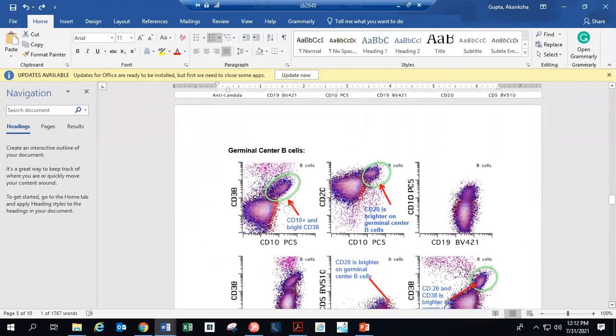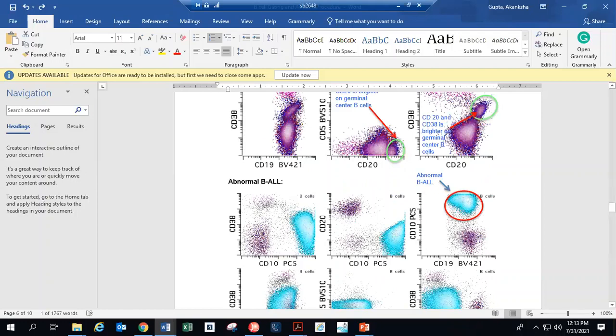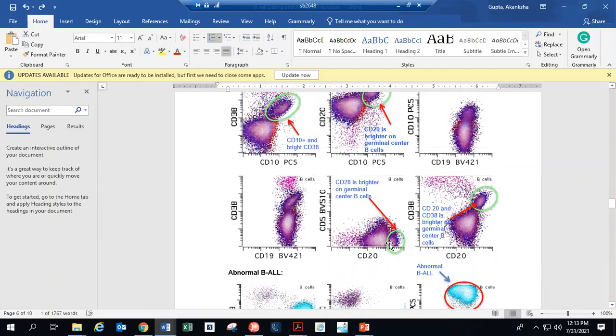Let's skip this for a second and go into the germinal center B cells. As I was saying, the germinal center B cells will also have CD10. And the CD10 bright, CD38 bright population is the germinal center. And the germinal center will have a brighter CD20. For example, if you compare from this spectrum, the germinal center will have a brighter CD20 as compared to the other B cells. So again, they are showing the same thing over here, that the germinal center has brighter CD20 and CD38.